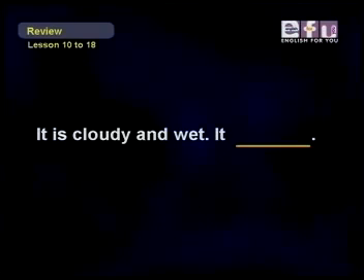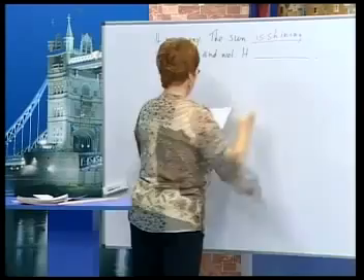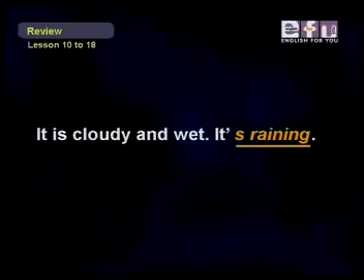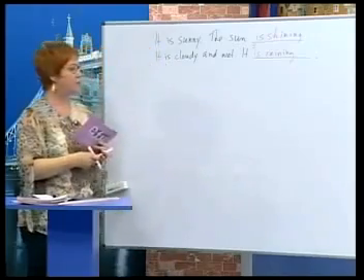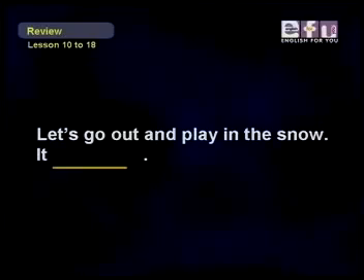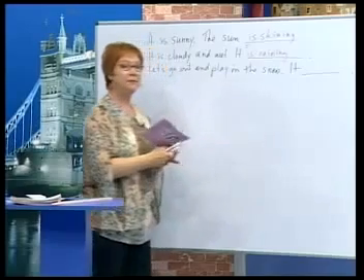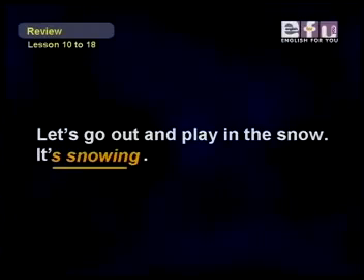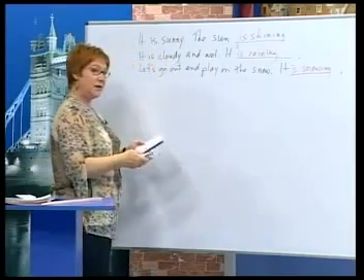It is cloudy and wet. It. Okay, Susan, what's the... It is raining. Okay, it is raining. All right, it's cloudy and wet. It's raining. Now, here comes another one. Let's go out and play in the snow. It. Ali? It is snowing. Yes, we can also say it's snowing. All right. Okay. Do you like snow, Ali? Yes, I do. Great. Okay.